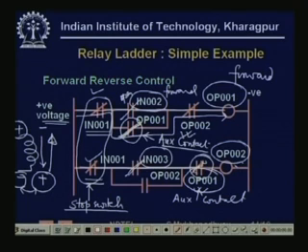If you have to excite it, you have to first press the stop switch, by which both will become off. This time you can press this one, then this will become on, and similarly when this is on, you cannot make this one excited. So this is a standard forward reverse interlock which ensures that simultaneously you cannot command the motor to move both ways.